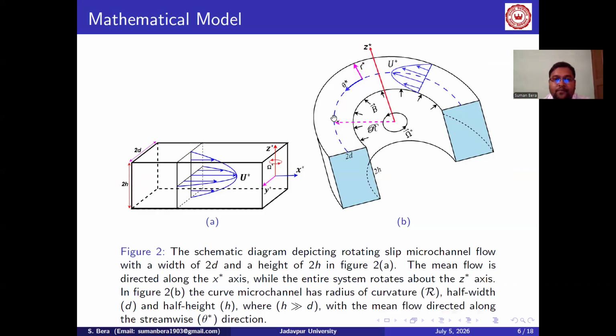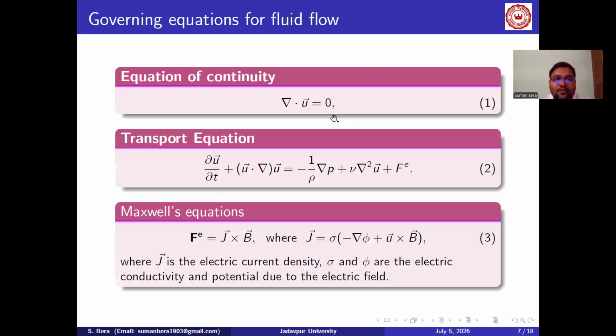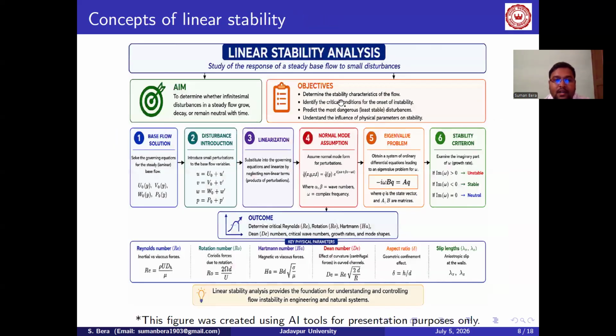the flow instability. As we know, all fluid flow is governed by the Navier-Stokes equation, which contains the equation of continuity given in equation 1, and the equation of momentum given in equation 2. When a magnetic field is applied, Maxwell's equations are also incorporated to account for the electromagnetic force, which is given in equation 3.